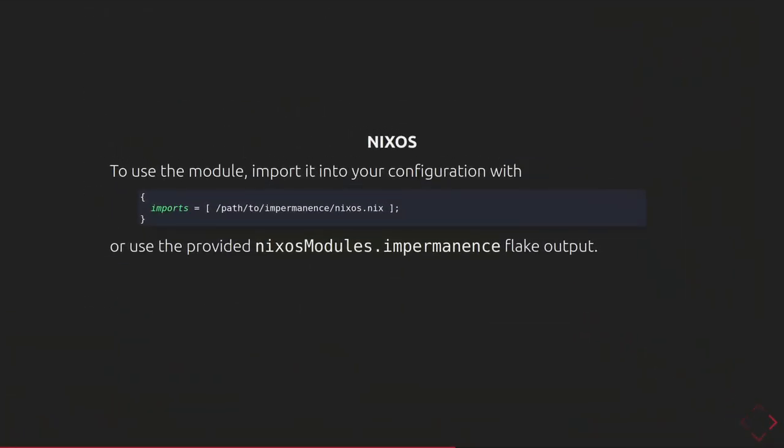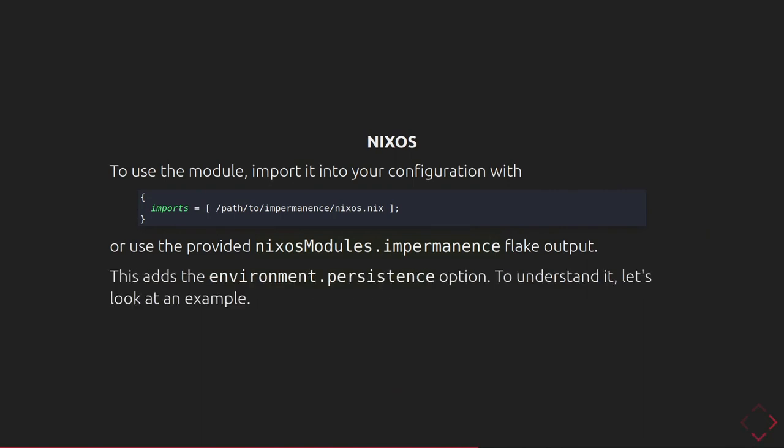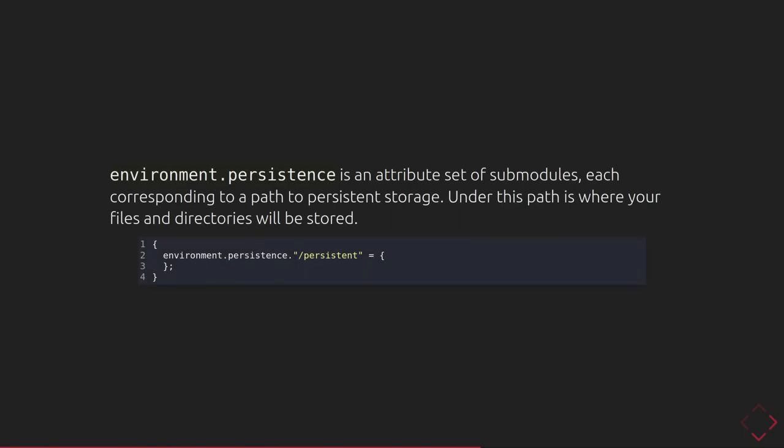So using the module, it's pretty easy. You just import it. Or you can use the provided NixOS modules Impermanence Flake output. And yeah, this adds the environment.persistence option. And to understand it, let's look at an example. So environment.persistence is an attribute set of submodules, and each corresponds to a path to persistent storage. And under this path is where the files and directories will be stored.